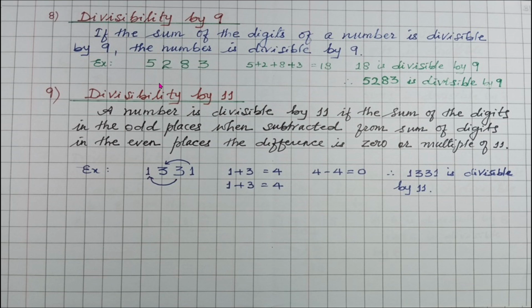Now this is up to 11. We can even go for other digits, but for basic study, this much of divisibility tests are enough for us to apply to check whether a given number is divisible by another number. Okay, please remember this and use it whenever it is necessary. Thank you.